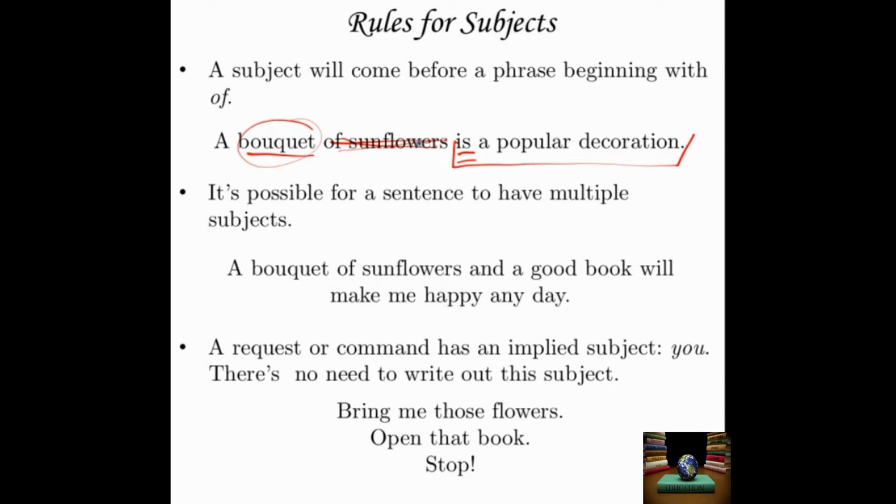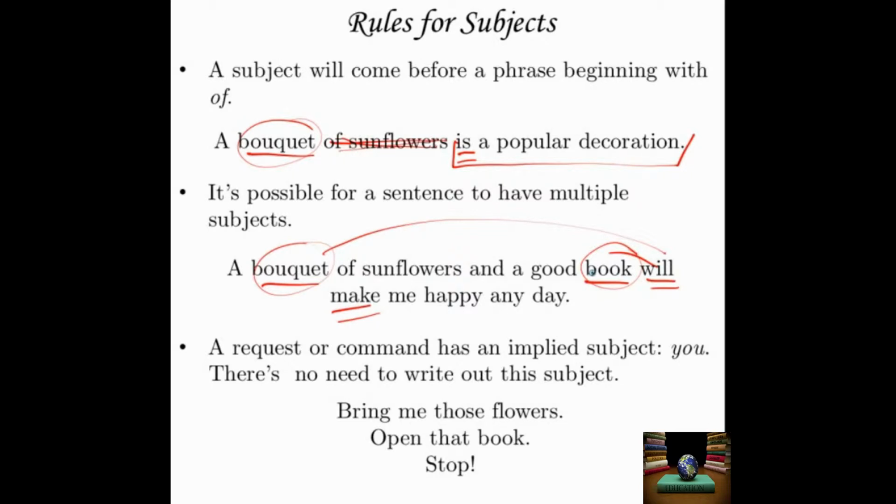Next, it's possible for a sentence to have multiple subjects. So, a bouquet of sunflowers and a good book will make me happy any day. Well, again, let's start by finding the verb, and that would be will make. Well, what will make me happy any day? Well, that would be a bouquet of sunflowers and a good book. That's two things, but they're both performing the action of the verb will make, so we have what's called a compound subject.